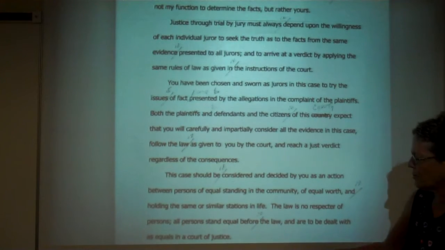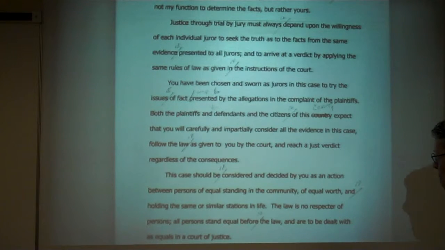In my opinion, I think there are too many semicolons in here. The law is no respecter of persons, comma. All persons stand equal before the law, comma, and are to be dealt with as equals. Could you put a dash instead of a semicolon? No, you wouldn't want to put a dash. Normally a dash means either a change of thought or that something's been left out.